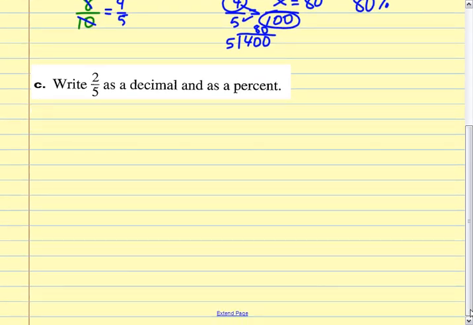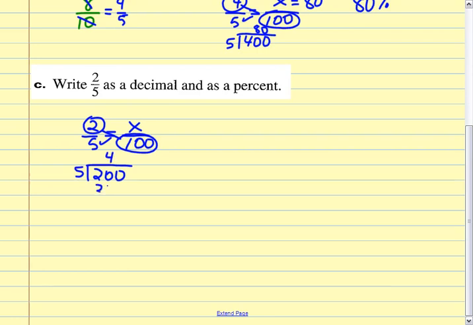Look at this last one. It says, write 2/5 as a decimal and as a percent. Okay, well, I'm going to write it as a percent first. 2 over 5 equals how much over 100? Cross multiply. 2 times 100 is 200. Divide by 5. 5 goes into 200. 5 goes into 20 4 times. 4 times 5 is 20. 20 minus 20 is 0. Bring down my 0. 5 goes into 0 0 times. 0 times 5 is 0. 40. So it's 40%. Okay?